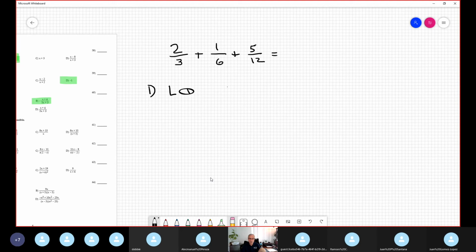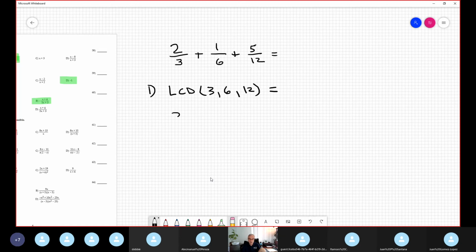The least common denominator between 3, 6, and 12. You can use intuition. According to my intuition, it is 12. Remember, least common denominator is a multiple. But it's okay, if you have no intuition, no problem.